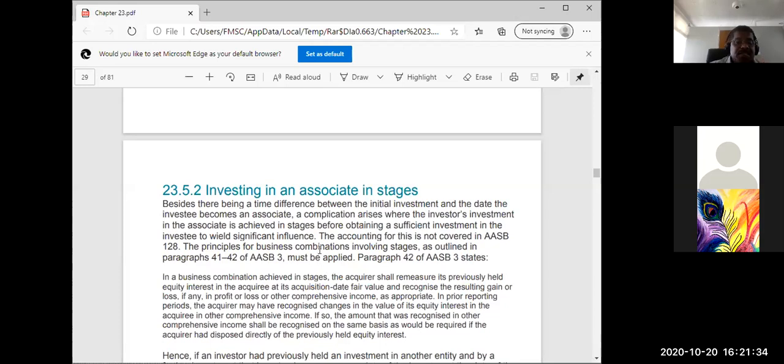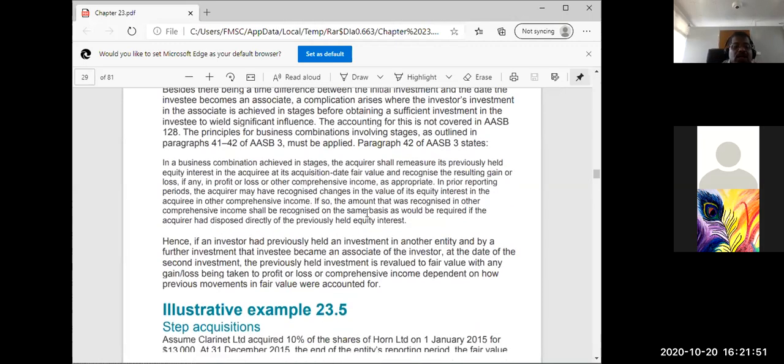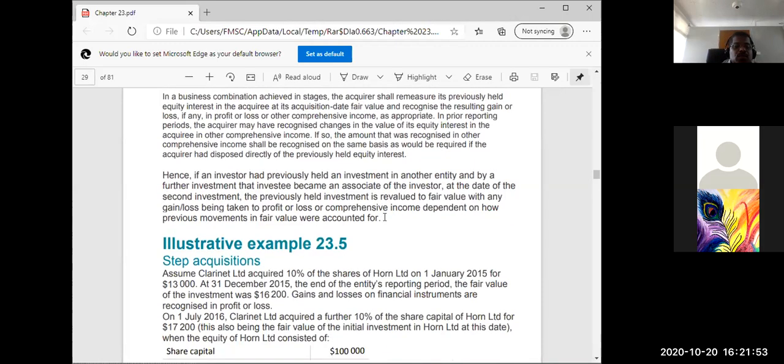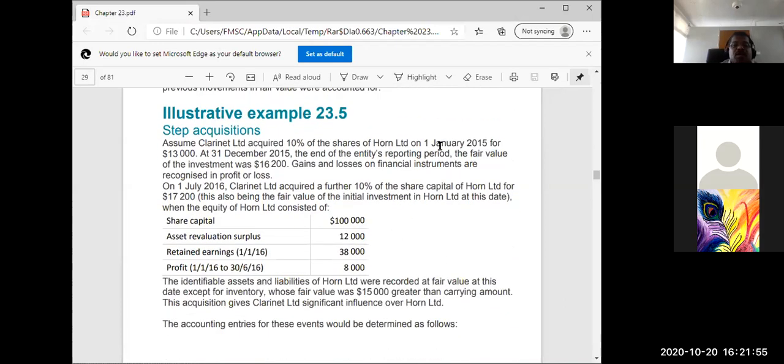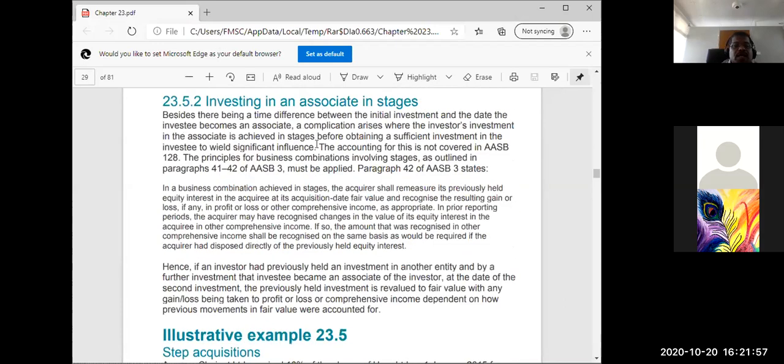You may have 5% interest, so you increase by 10 and again another 5, 15, another 20. Likewise, step by step you get the significant control. So in this situation, what will you do? We'll take one example, then you can understand. I hope that you can understand what is the meaning of stages.